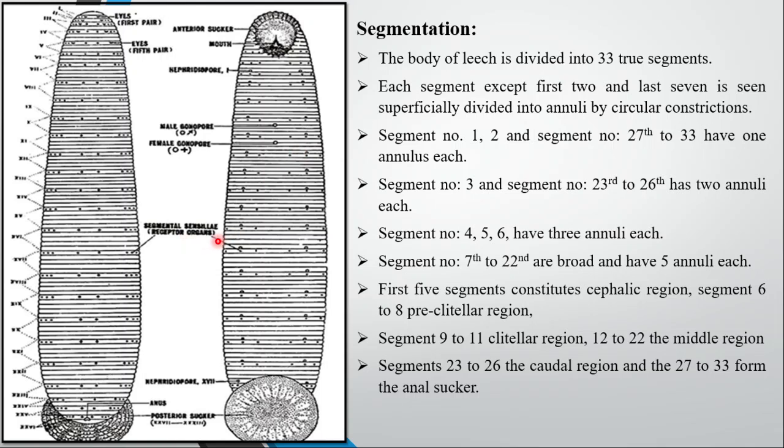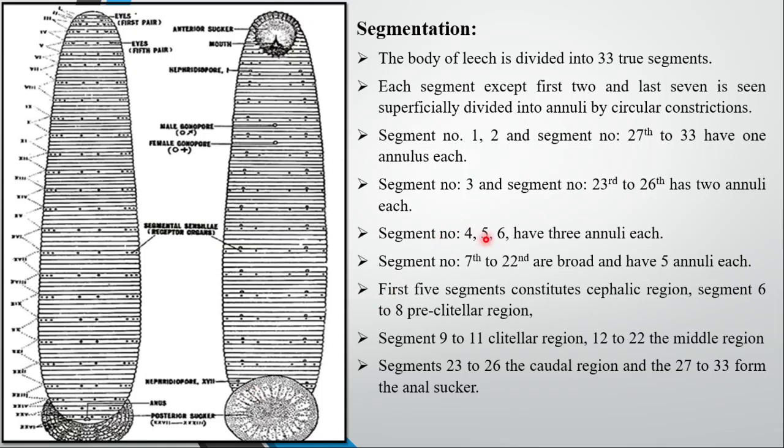Then segmental receptors are also present here. Then the nephridiopore. Then this is the anus in the posterior end on the dorsal surface. See the diagram of the dorsal surface. At the posterior end, above the sucker, the anus is present, and this circular portion at the posterior end is the posterior sucker.